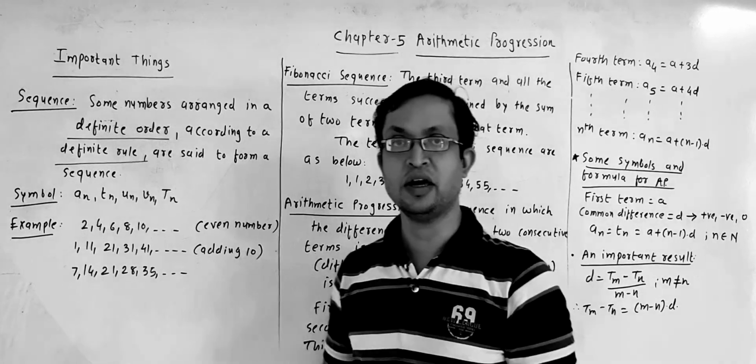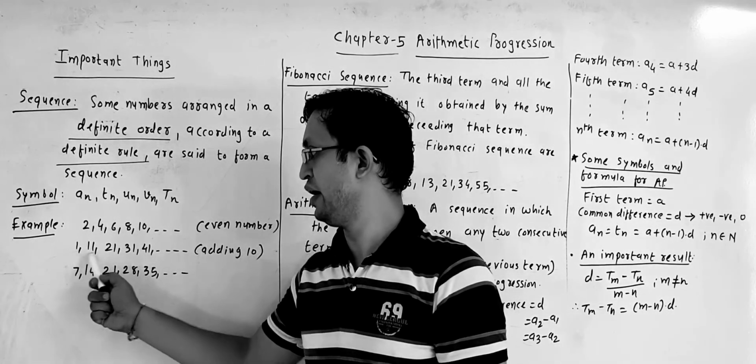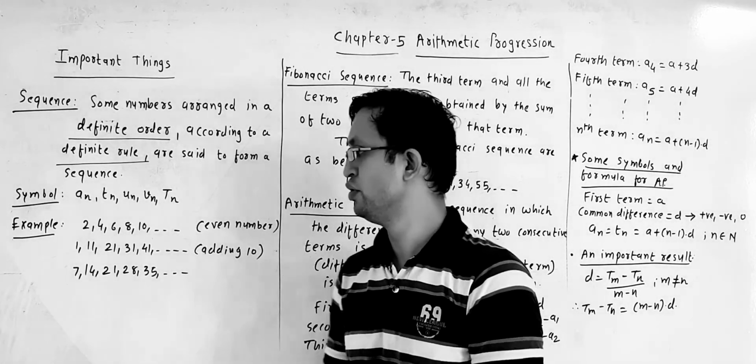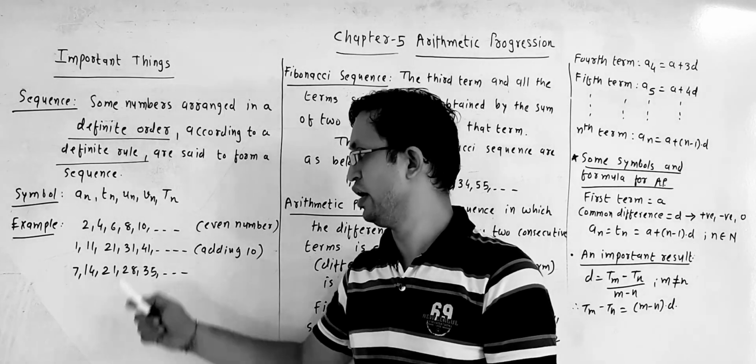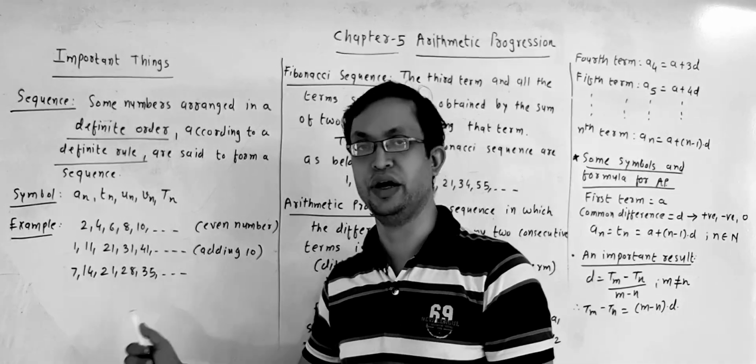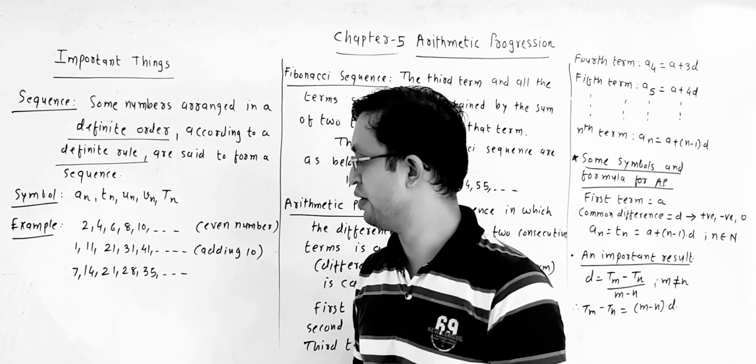So in the following numbers, the given number plus 10 is equal to the next number. And the next number plus 10 is another next number.